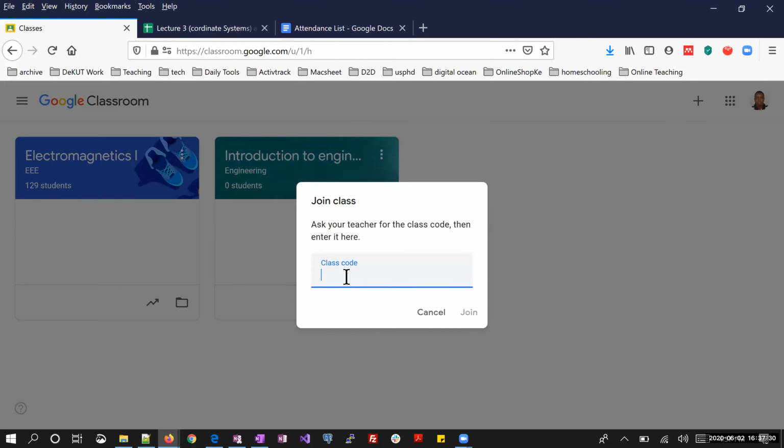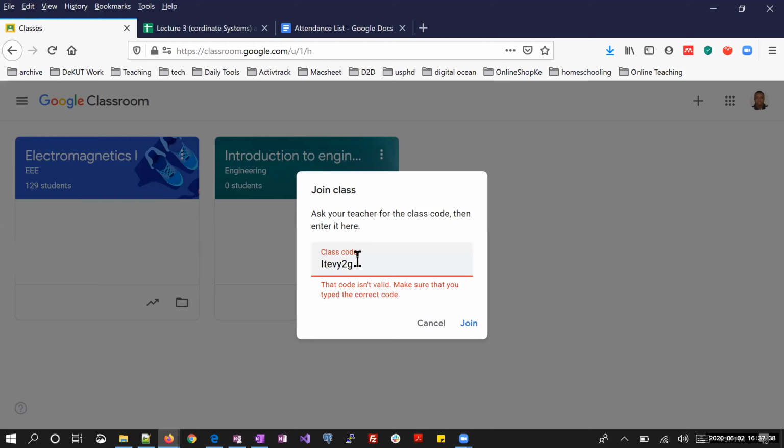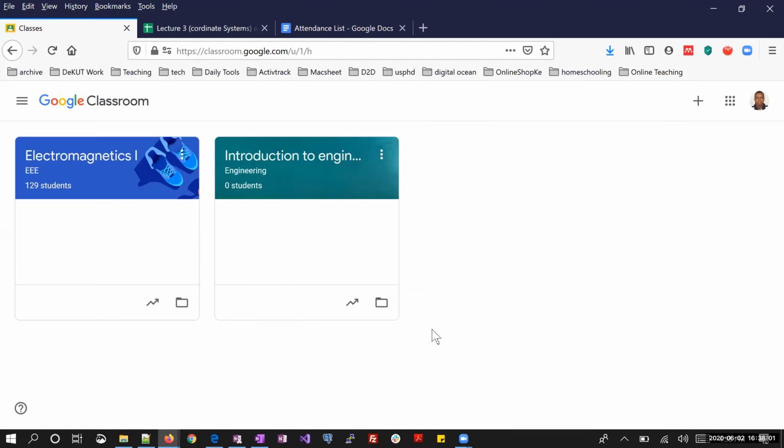When you paste the class code there and say join, it will tell you to ask the teacher for the class code, then enter it here. This code is not valid. Make sure that you type the correct code. I guess it's because I've already joined the class. Otherwise, if I had not joined the class, it would allow me to join. But if you get more problems, just let me know and we can fix that. That serves to explain how to join.